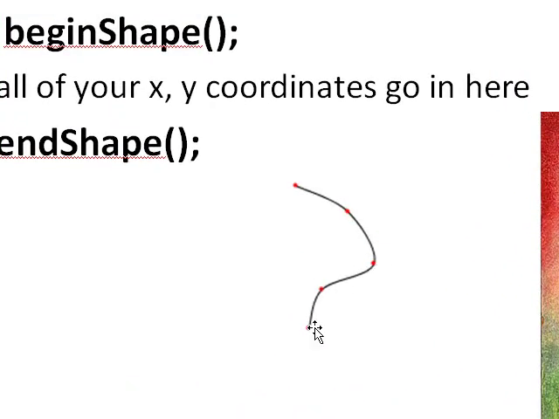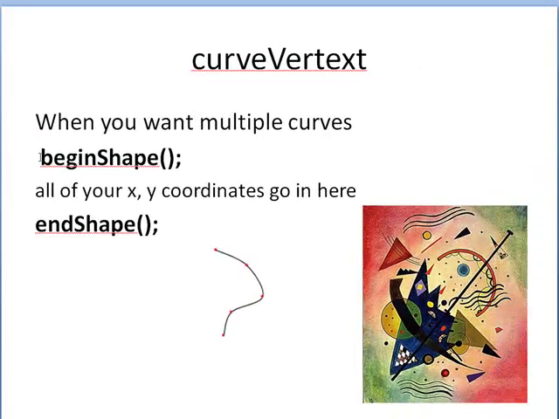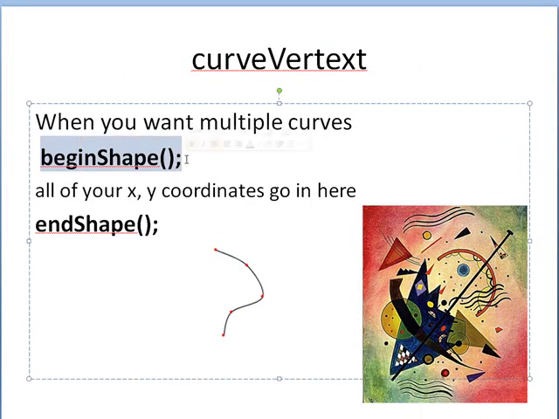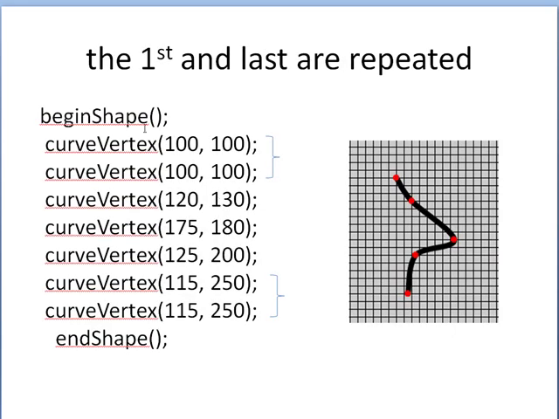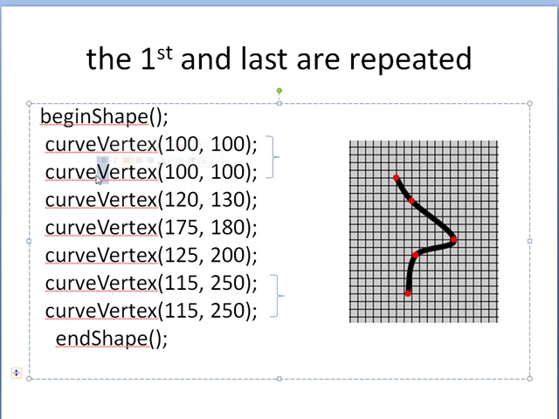Like, this isn't an arc and it's not like a pure curve. It's just like squiggly lines, for example. So it's going to start in the same way as our beginShape, endShape did, with beginShape, open parentheses, semicolon, you're going to put in your coordinates and endShape here. But the difference is, first of all, you're going to put curveVertex instead of just vertex, and Vertex is capitalized.